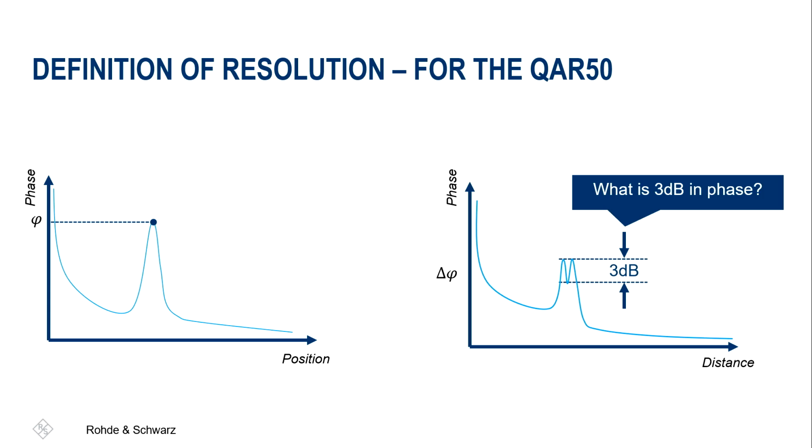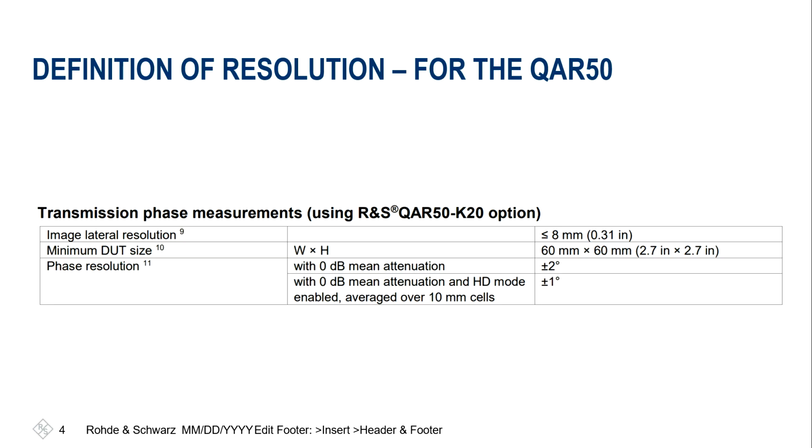The problem is, what is actually 3 dB in phase? Because that's not clearly defined. We had a really hard time defining the resolution of the QAR50 because there's no such definition for phase resolution available. So when we look into the datasheet, what did we actually come up with? Here you see the line image lateral resolution, which is stated as smaller than 8 millimeters. How did we get to these 8 millimeters if we don't know what to actually do?